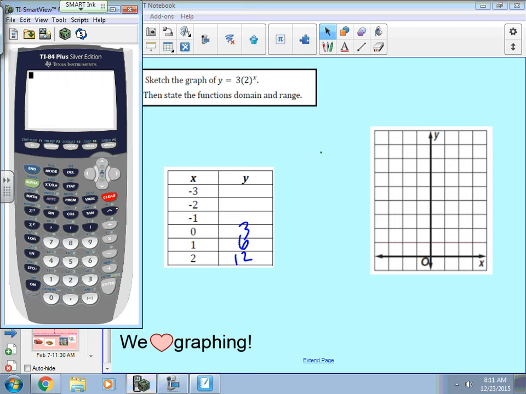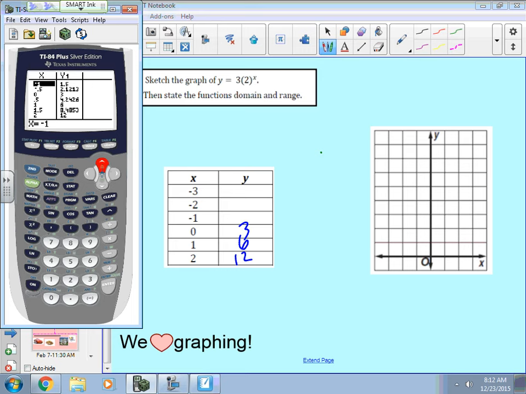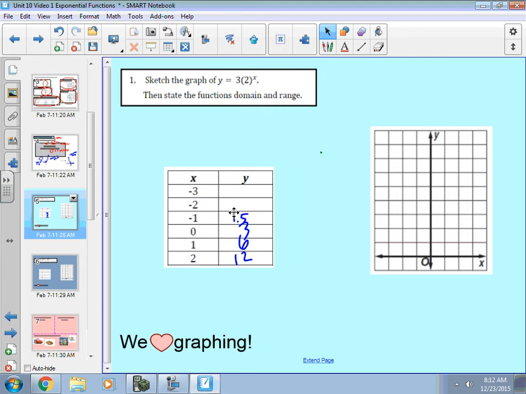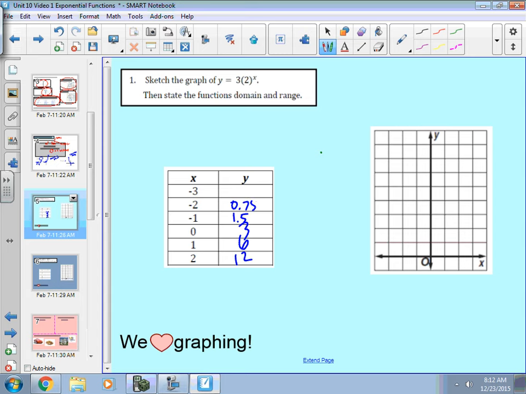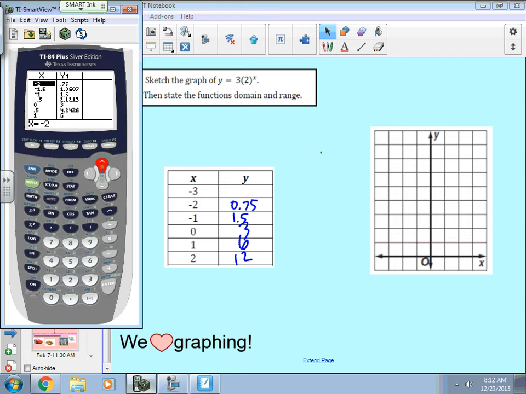You should be able to put this function into your y equals screen here, and then pull up the table that way. So if we enter this function, 3 parentheses 2 to the power of x, we can then select our table, and it gives us all these values that we are looking for in here. So if we scroll here, all those same values are being shown. At -1, we can see it's 1.5. If we keep going on our table here, at -2, it's 0.75. And at -3, it's 0.375.